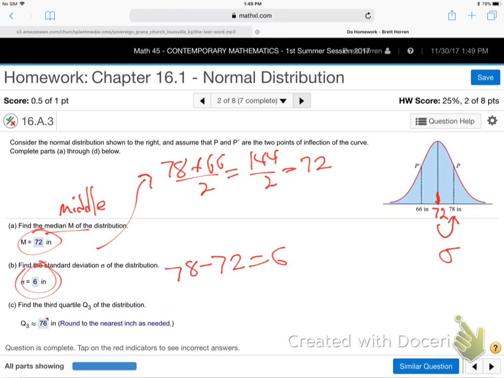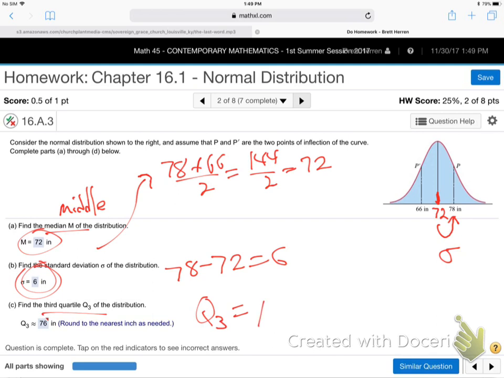Finally, find the third quartile. Remember Q3? We talked about third quartile before. Here we're going to use it slightly differently. I'm just going to give you a formula for it that you'll want to put on your 3x5 card for the last exam. If I can remember, there it is. Okay.